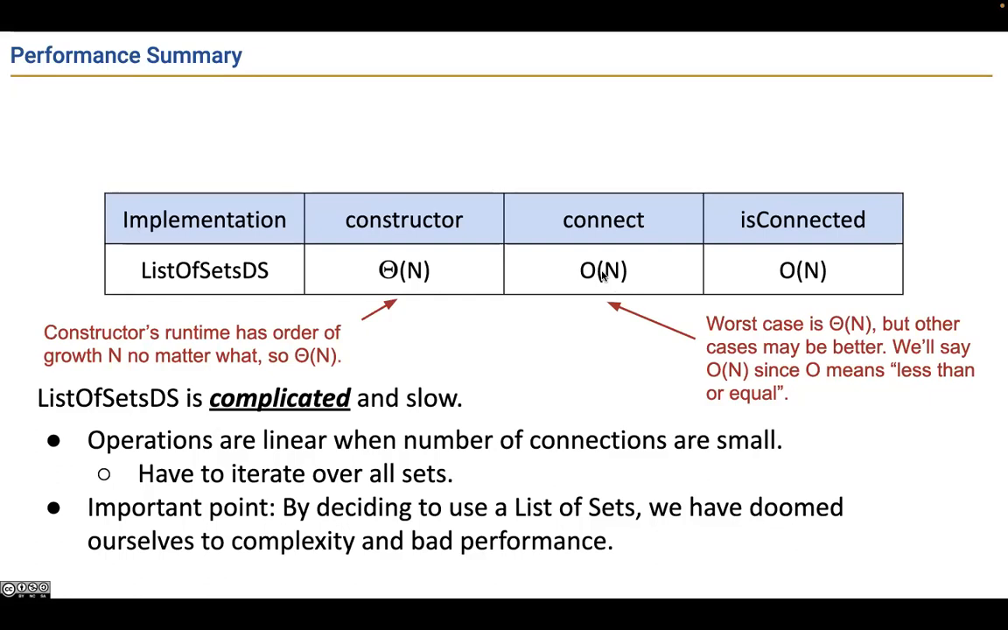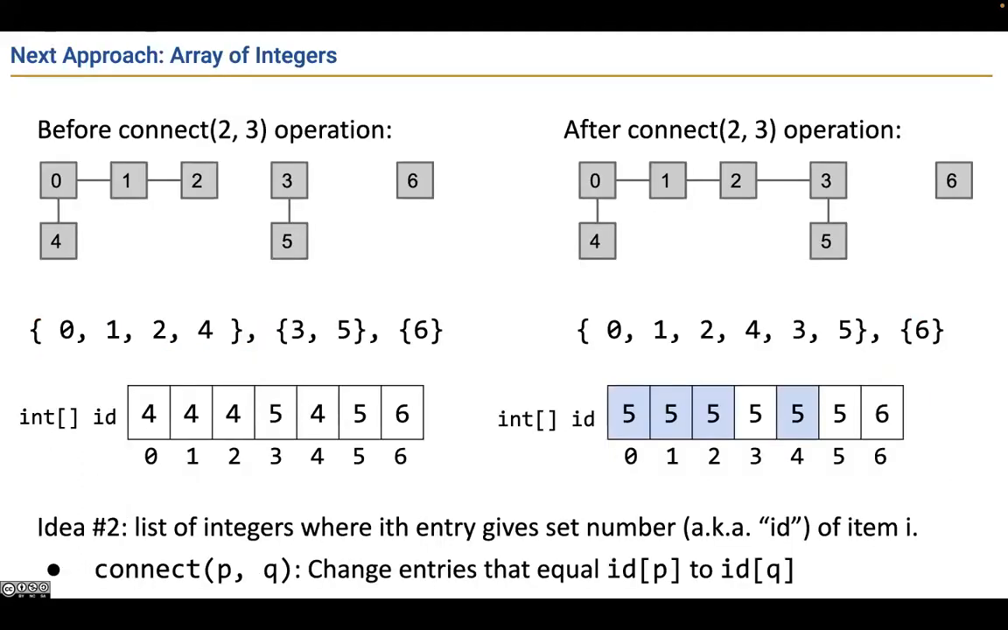I don't like it. It's slow. It's complicated. I have to write a lot of code. Lists of sets are complicated. And I have big O runtime. So it's slow. So again, just by choosing this Java data structure, list of sets, you're doomed to bad performance. So we got to pick something better. OK, so how do we pick something better?